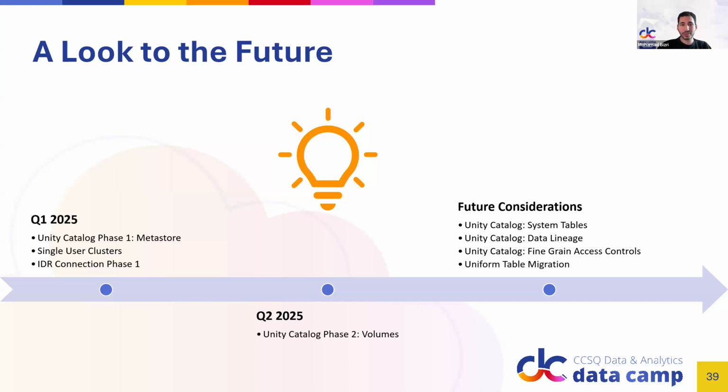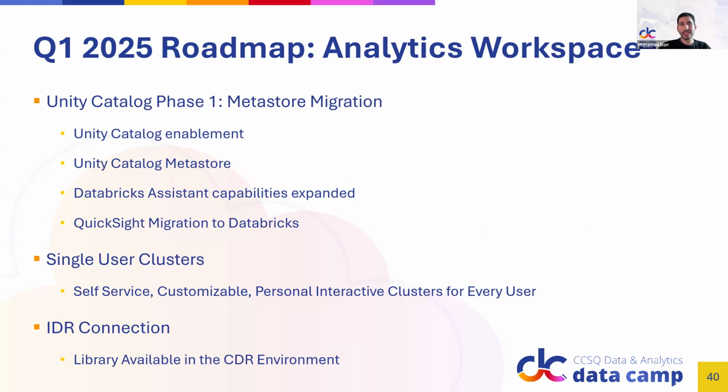Looking to the next quarter after that, we'll continue to expand our Unity Catalog functionality. So we'll release volumes. And then, of course, there are many other future considerations that are just waiting to be slated into the coming quarters, such as system tables, such as data lineage, fine-grained access controls, and of course, considering the uniform table format functionalities. Next slide.